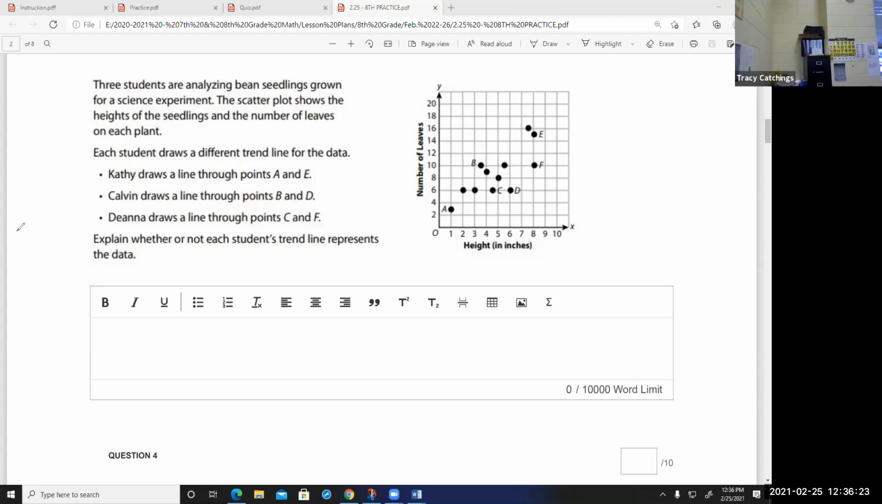And I highlight those. All right, so it says each student draws a different trend line for the data. Kathy draws a line between points A and E. We got Calvin drew a line between points B and D, and then Deanna drew a line between points C and F. And they want us to explain whether or not each student's trend line represents the data. So let's see. First person they mentioned was Kathy, and they said she went through A and E.